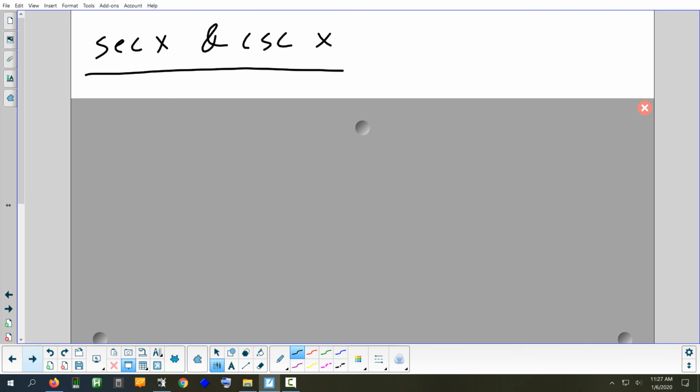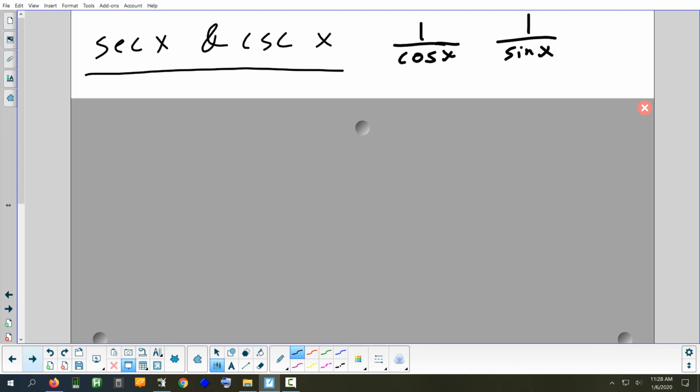Now, let's take a look at secant and cosecant. Secant and cosecant can also be written with sine and cosine. One divided by cosine is secant. One divided by sine is cosecant.